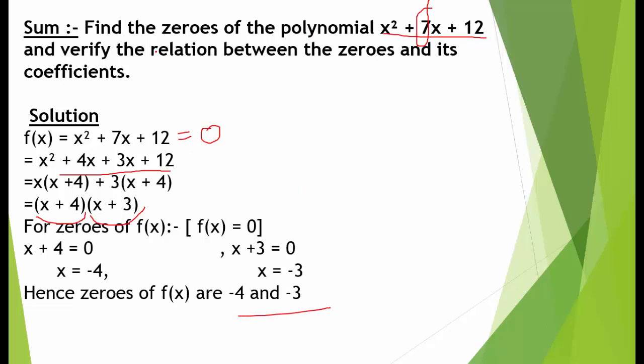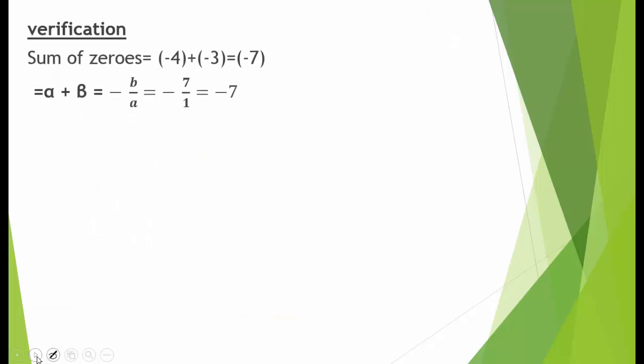Now we have to verify the relation between the zeros and its coefficient. तो इसका रिलेशन क्या है कि sum of zeros should be minus b divided by a and product of zeros should be c divided by a. Now verification: sum of zeros. Here we have zeros minus 4 and minus 3. The sum is minus 7, and according to our formula sum of zeros is minus b divided by a, then this will be minus 7. So both from the formula and from the zeros both are same, hence the relation is verified.